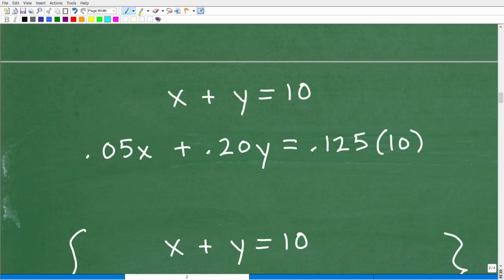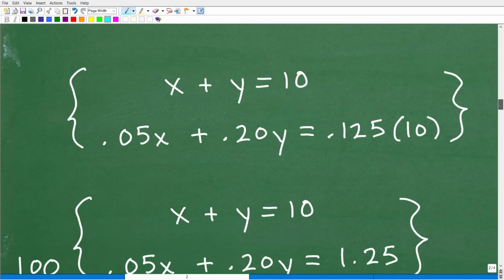mixture problems. But effectively, what we have here is one equation, x plus y is equal to 10. This is one equation that involves these two variables, and this is another equation that involves the two variables x and y. So what we have here is a lovely linear system. And of course, we're going to have to clean this up. And let's go ahead and start working on solving for x and y.